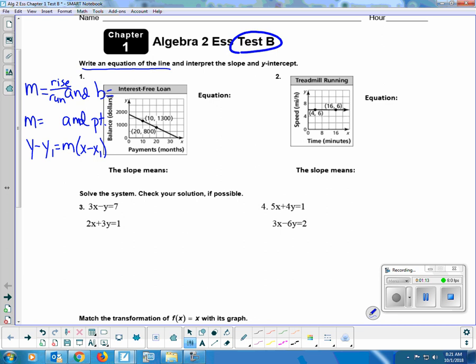So first of all, it's negative. It looks like the line goes from 1300 down to 800, which is a change of 500. And it goes from 10 to 20, which is a change of 10. Simplify this, the slope is a negative 50. The question asks, what does the slope mean? Well, that's $50 over 1 month. So the slope must mean it drops. This loan drops $50 per month.